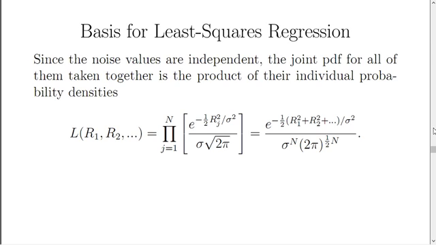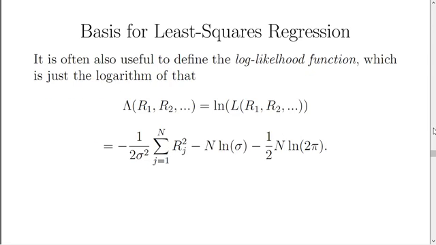Since the noise values are independent, the joint probability density function for all of them taken together is the product of their individual probability densities. Now, it's often useful to use the log likelihood function, which is just the logarithm of the joint probability density. Here I've called it by the uppercase Greek letter lambda, and it's the logarithm of what we call the likelihood function as a function of the residuals, which is this expression here.